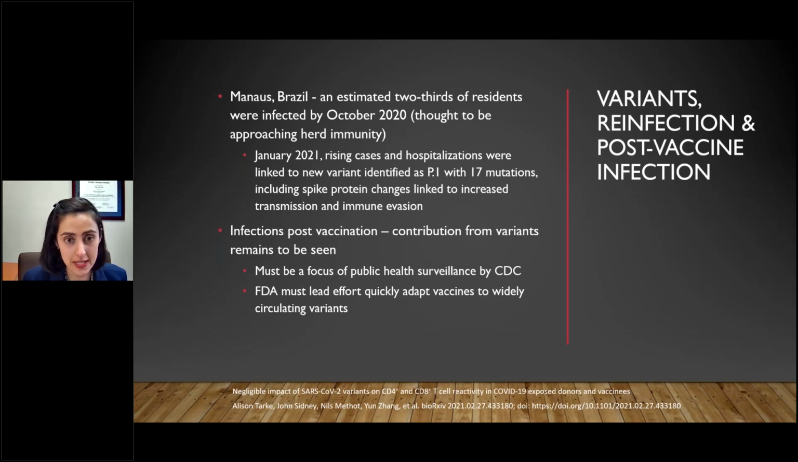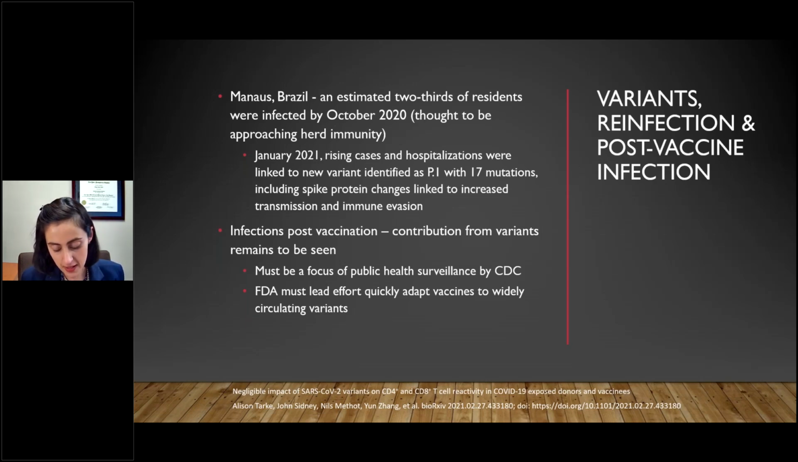However, fast forward a couple of months later, people who had been infected and had documented immunity were starting to become reinfected. This was linked to the P1 variant really leading the pack in terms of new infections. This particular variant has something like 17 important mutations which affect the way the spike protein binds to the host cell and potentially evades existing immunity.